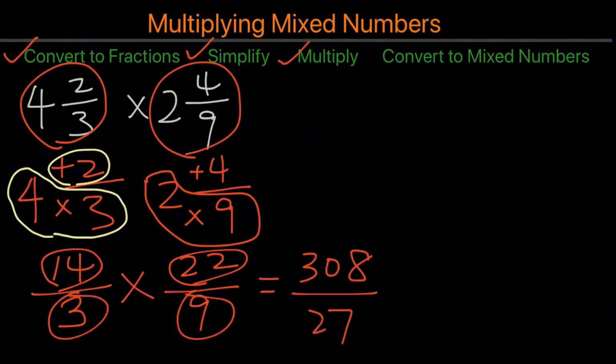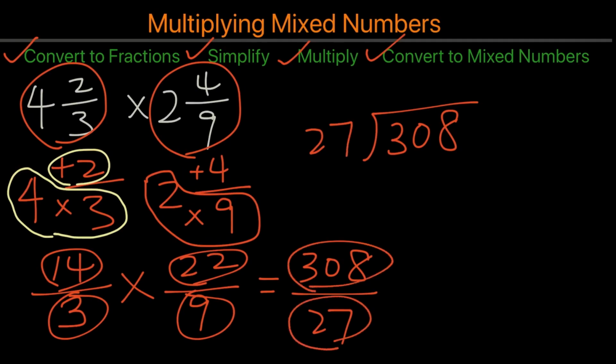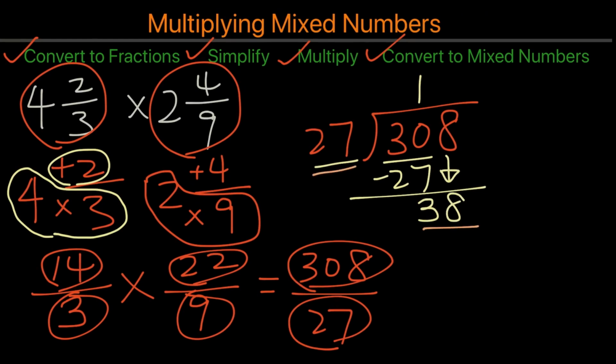Now the final step will be converting it back to the mixed number. And in order to do that, we will take 308 divided by 27. So we're basically taking the numerator divided by the denominator. So from here, 30 divided by 27 is 1. This becomes 3, bring down the 8. And now we have 38 divided by 27, which would be 1, 27, and then we will have 11. So 11 would be the remainder.